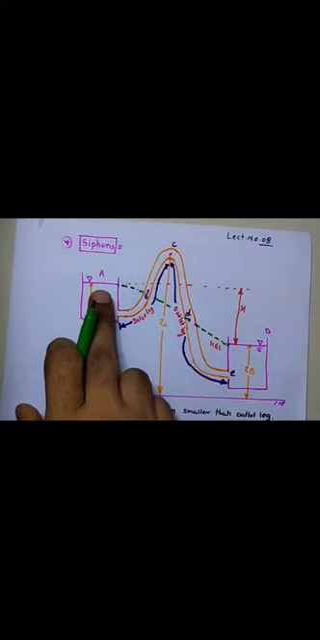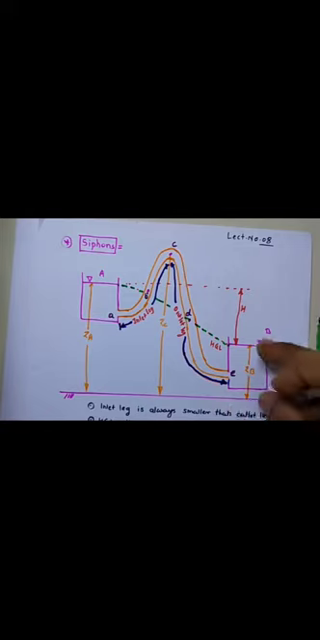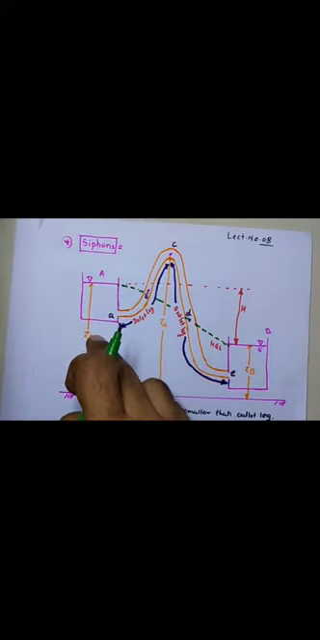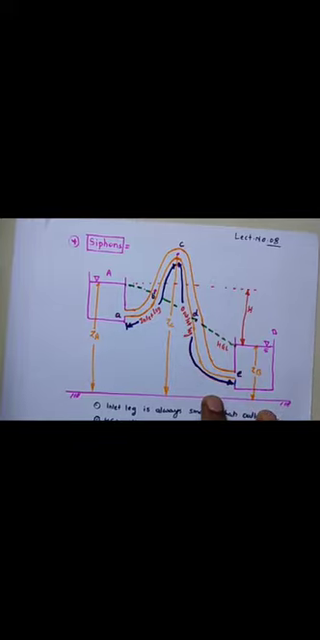Now applying Bernoulli's equation about reservoir A and reservoir B. Here we have considered one reference line, that is our datum. Reservoir A, suppose, is at height ZA from this datum, and reservoir B is at height ZB. That means the level of water in reservoir A is at ZA and the level of water in reservoir B is at ZB from the datum.